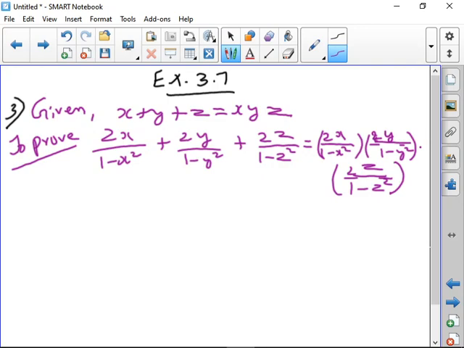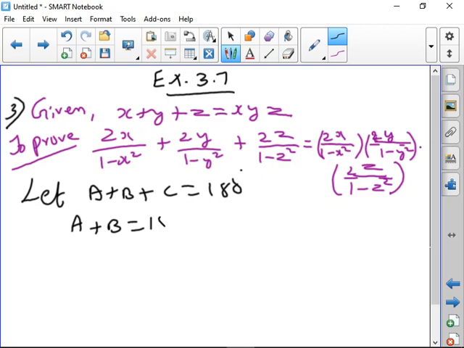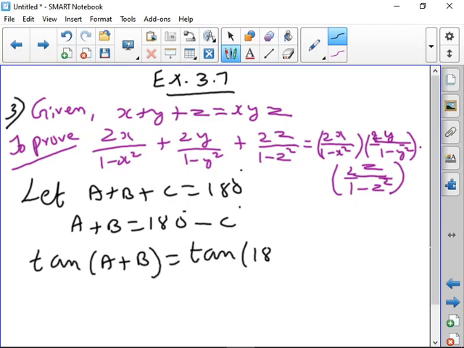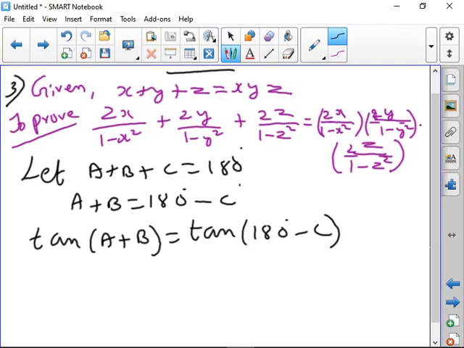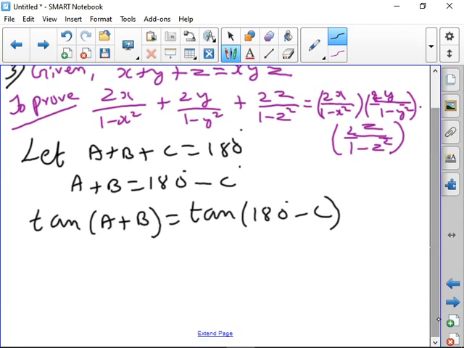So let a plus b plus c is equal to 180 degree. So what is a plus b? 180 minus c. So take tan both the sides. So tan of a plus b is equal to tan of 180 minus c. So 180 minus c is in which quadrant? Second quadrant.